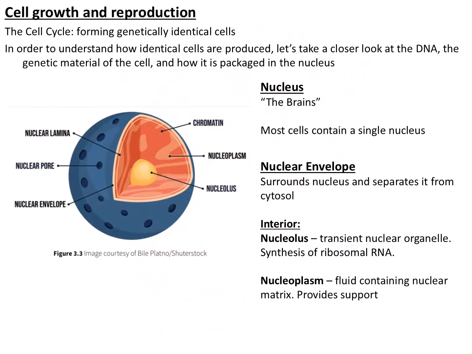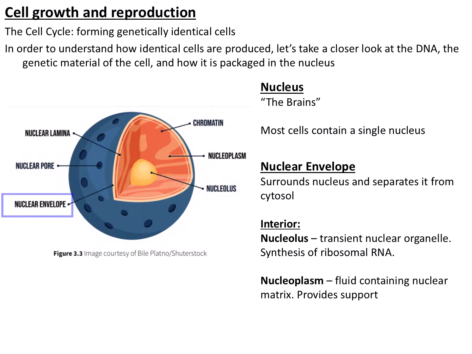Let's talk about how cells grow and are made. All cells come from the division of pre-existing cells. Most cells are divided by mitosis, which results in the production of two identical daughter cells. To understand how these cells are produced, we need to take a closer look at the DNA, which is in the nucleus of the cell. The nucleus of the cell is the control center or brains of the cell. Most cells in our body have a single nucleus. There are some exceptions. For example, red blood cells do not have a nucleus, and skeletal muscle cells have many nuclei. The nucleus is surrounded by a nuclear envelope that separates it from the cytosol.